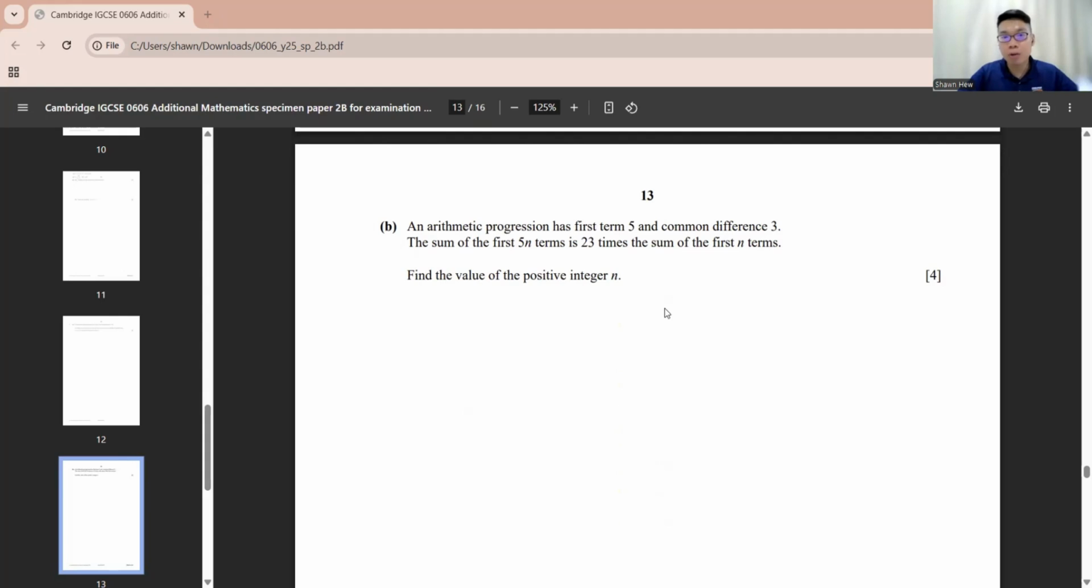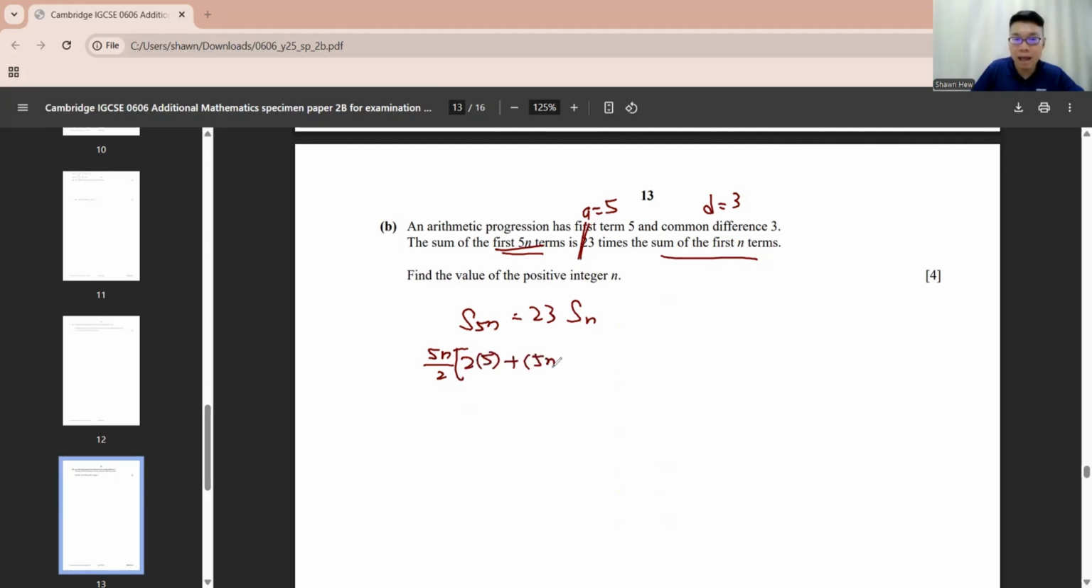9b, arithmetic progression. Again, they give you a is 5, d is 3. Sum of the first 5n terms is 23 times the sum of the first n terms, which means S5n equals 23 Sn. So the formula for this is n over 2, 2a plus (n minus 1)d equals 23.